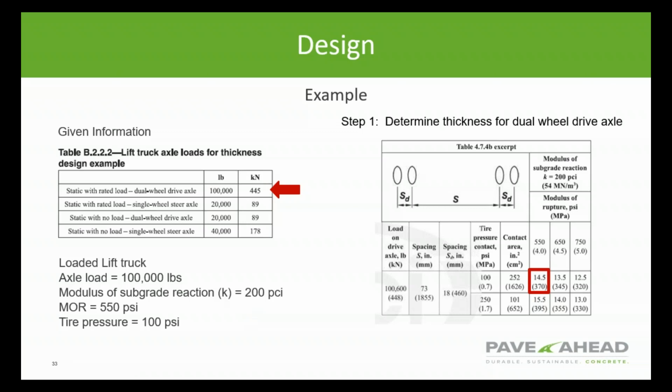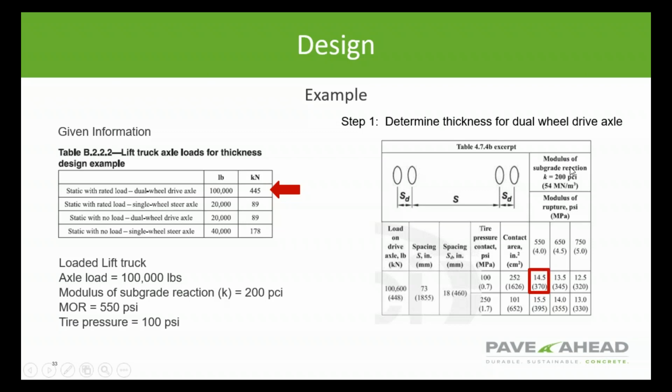Step one is to design for the dual wheel case. Entering table 4.7.4b, I've taken an excerpt out of that for this slide. We're going to design for a 100,000 pound static load with a dual wheel axle. We're also going to be using the modulus of subgrade reaction of 200 psi per inch and the modulus of rupture of 550 psi. And our resulting thickness here is going to be 14.5 inches.